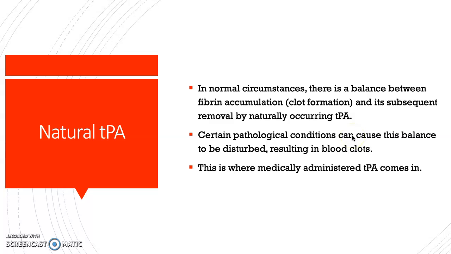As I said, TPA is a naturally occurring protein in our bodies. In normal circumstances, there is a balance between fibrin accumulation, or the formation of clots, and its subsequent removal by naturally occurring TPA. Certain pathological conditions, such as genetics or lifestyle choices, can cause this balance to be disturbed, and this results in blood clots. And this situation is where medically administered TPA comes in to restore the balance and to remove said blood clots.